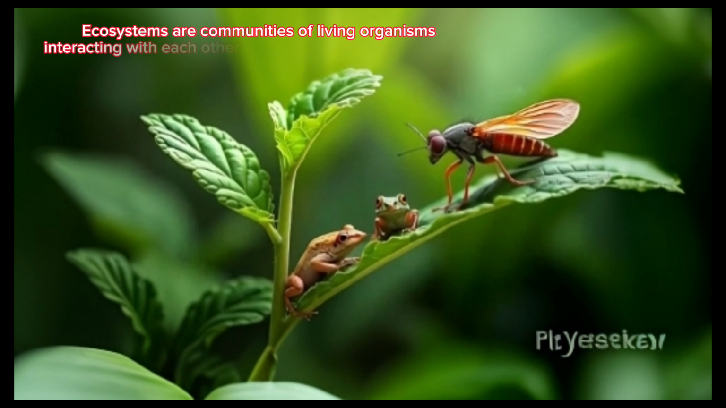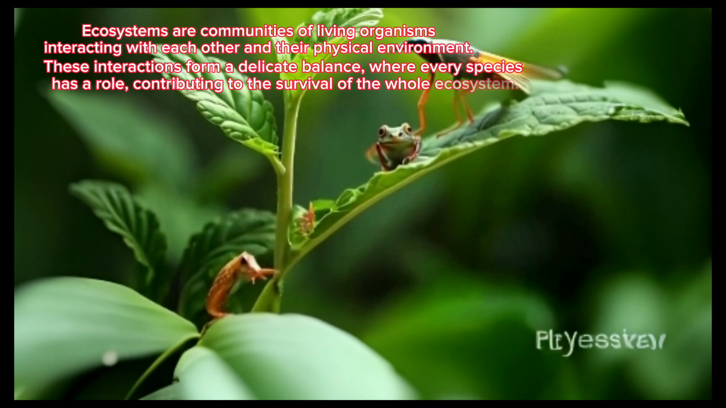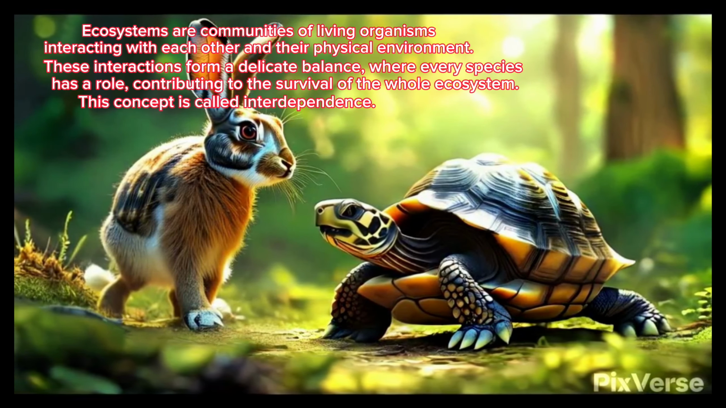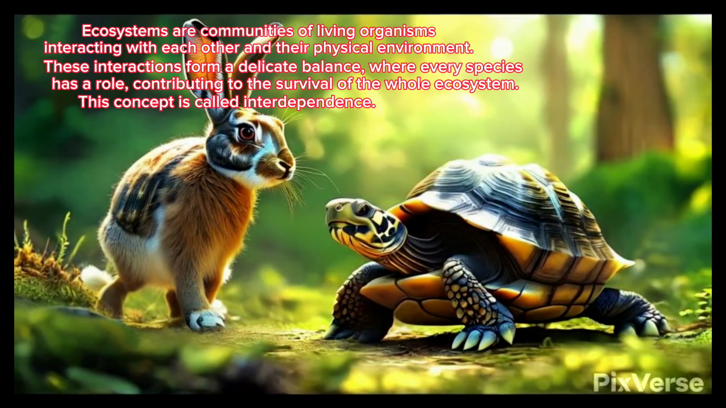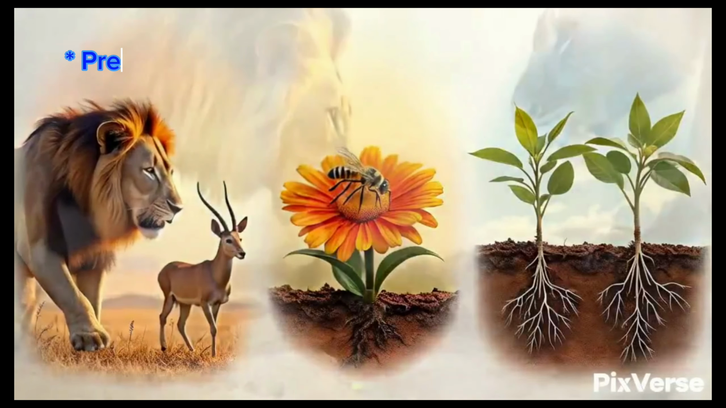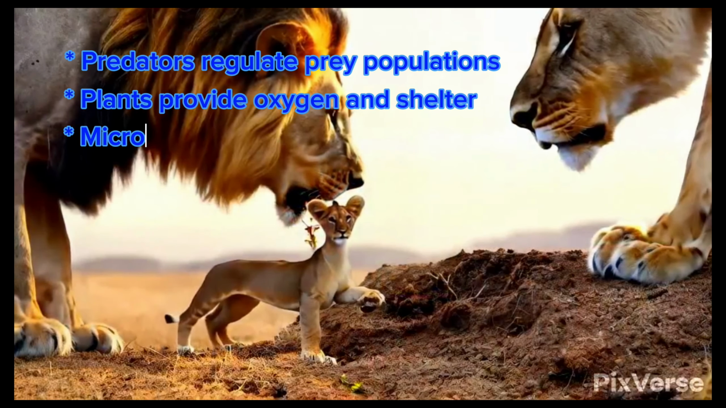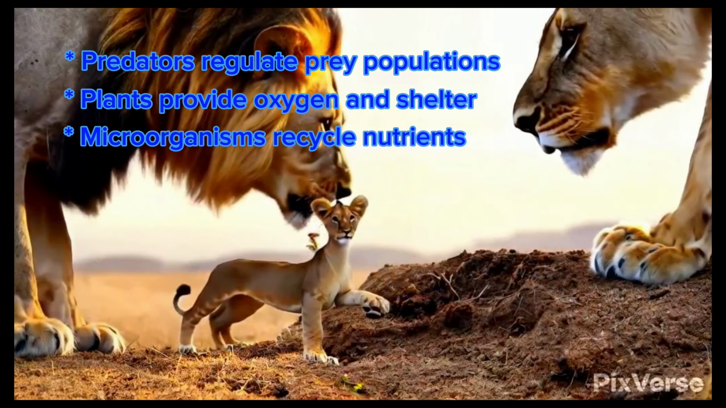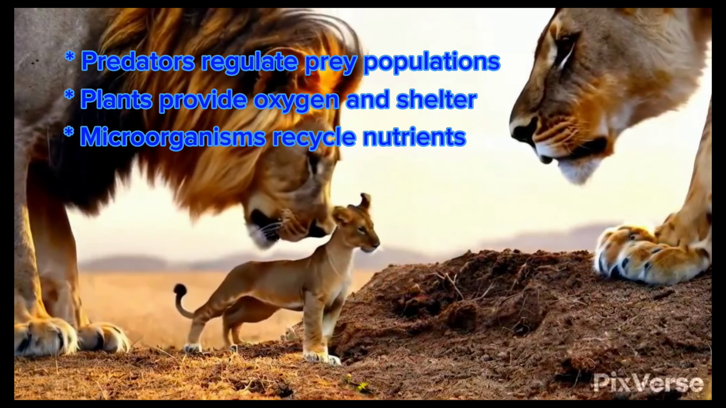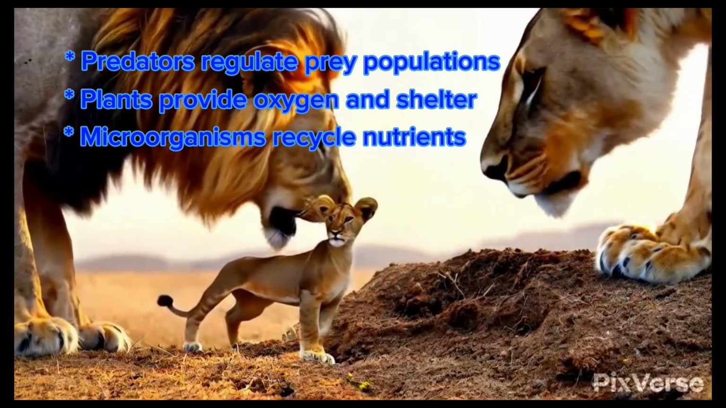Ecosystems are communities of living organisms, interacting with each other and their physical environment. These interactions form a delicate balance, where every species has a role, each contributing to the survival of the entire ecosystem. This concept is known as interdependence. For instance, predators regulate prey populations, plants provide oxygen and shelter, while microorganisms recycle nutrients. Without this interconnectedness, ecosystems could collapse. Understanding these relationships is key to ecological studies, and that's where concept mapping comes in.